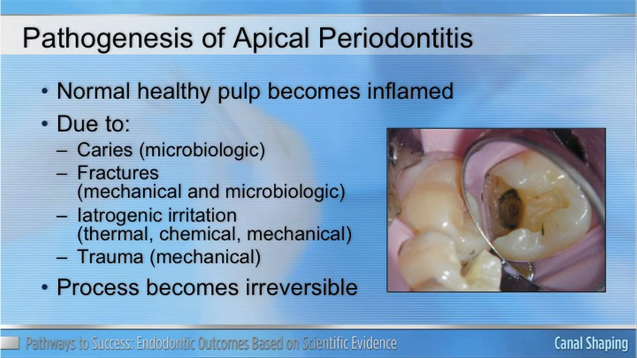Next, we can have fractures. One example is what was described by Cutler and Berman. They called it fracture necrosis, where you get a fracture, bacteria can get in, and actually that causes necrosis of the pulp. Well, obviously there would be inflammation prior to the necrosis. So fractures can definitely do it.